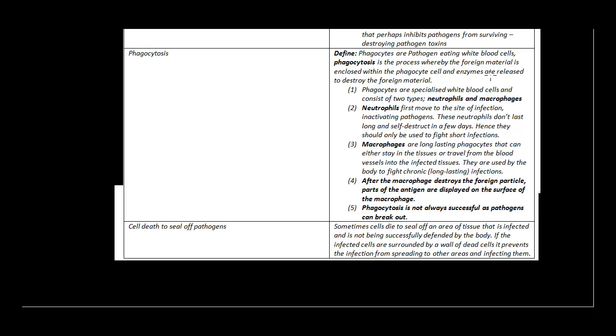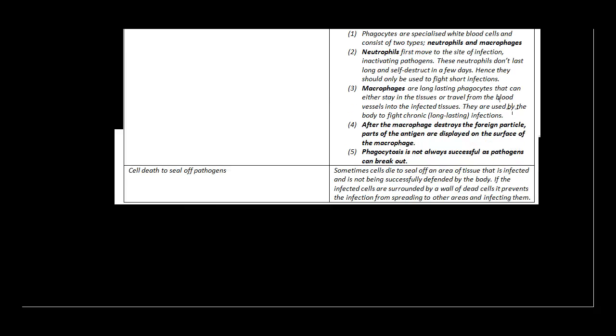Now these macrophages, another part, are long-lasting phagocytes which can either stay in tissues or travel from the blood vessels into the infected tissues. And this actually allows for fighting a chronic infection. Remember, chronic does mean long-term, so that's what it's used for.